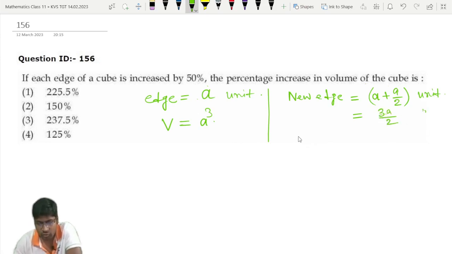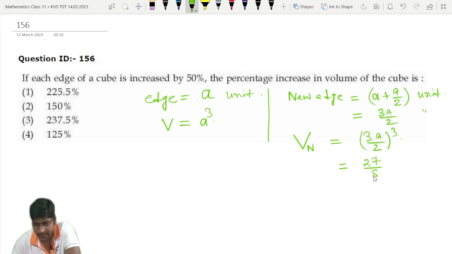So now what is the new volume? New volume, let me say Vn, that is equal to 3a by 2 whole cube. That is nothing but 27 by 8 a cube, cubic units. Anyway, we are solving MCQ, so I am skipping many things so that you have to understand.